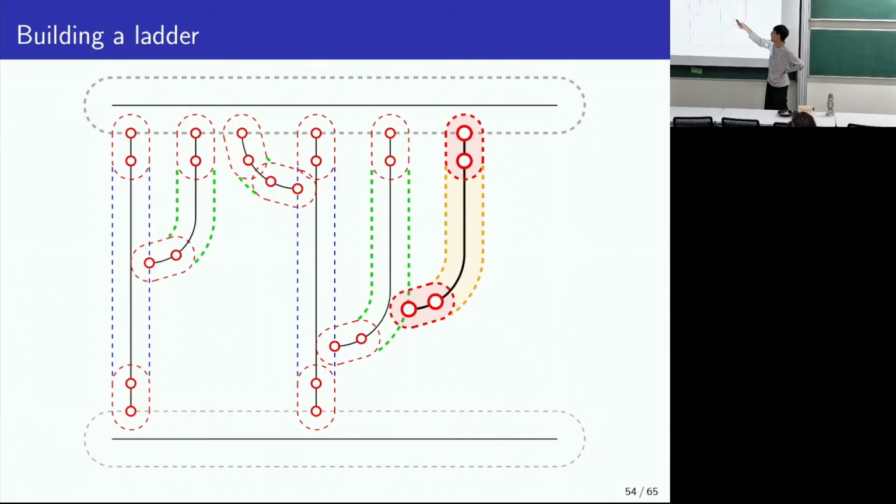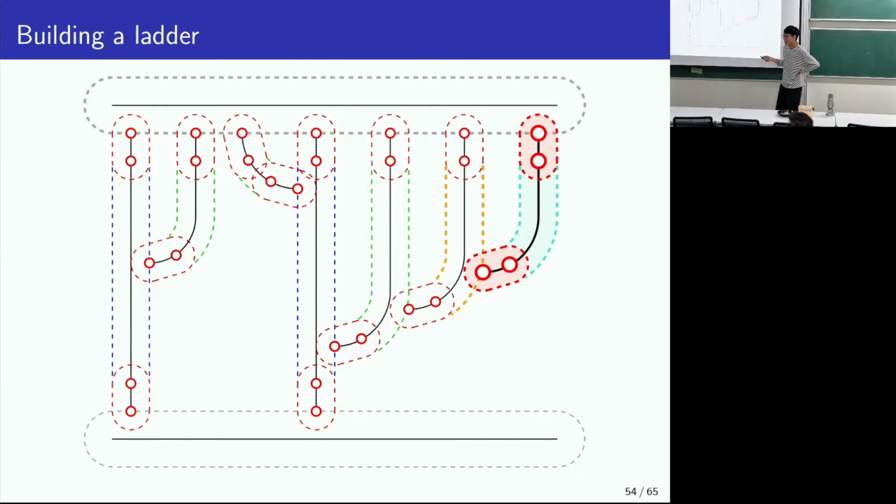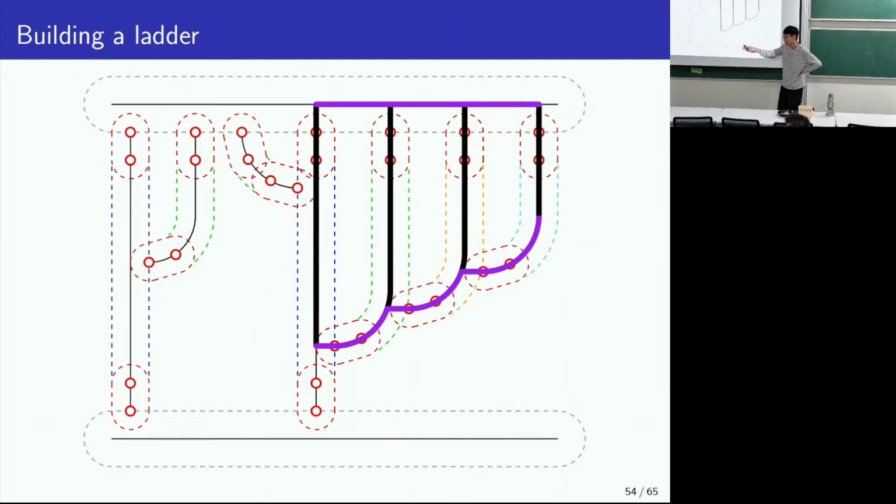Then we find non-adjacent paths between this green and gray area. Remove these two vertices from both ends again and again. Then if we repeat this process enough, we can find the ladder here.